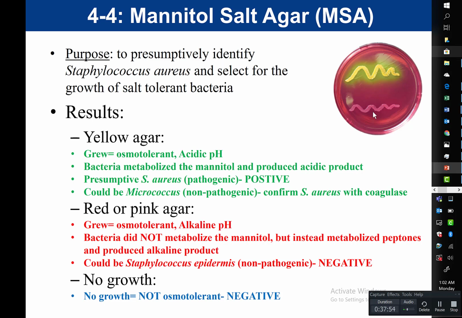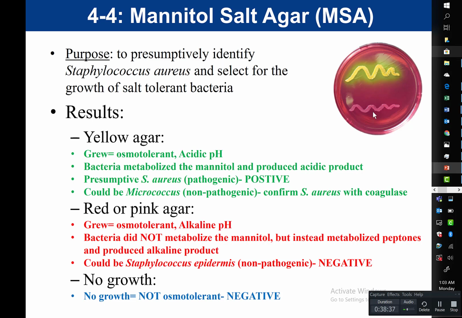Now, there's a question in the question set, and it asks why, in addition to doing an MSA, you would do a nutrient agar control plate as a control. What that means is that if we are to swab our nasal passage, it's a good idea to do a streak plate on both an MSA and on a nutrient agar. And the nutrient agar serves as a comparison. Because remember, the MSA agar, the only thing that can grow are bacteria that are osmotolerant. It doesn't tell you whether there's no bacteria in the nasal passage. It only tells us if osmotolerant bacteria are present.